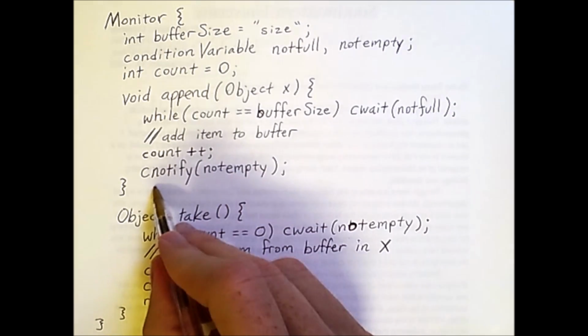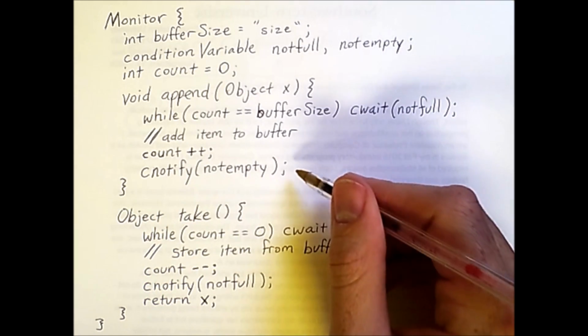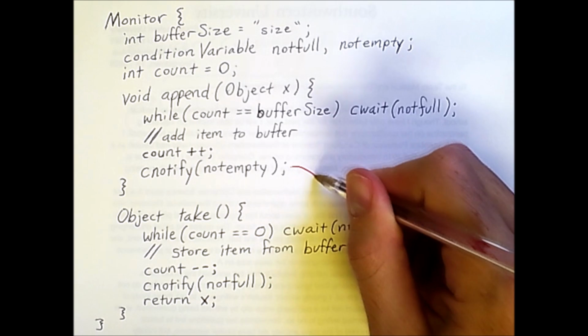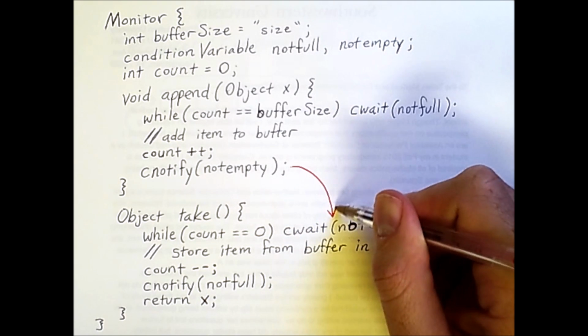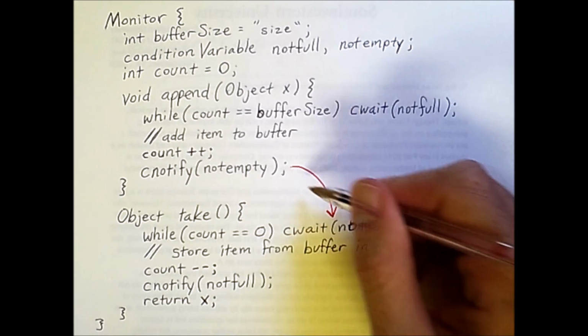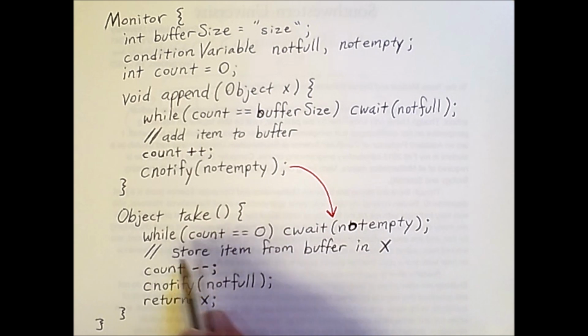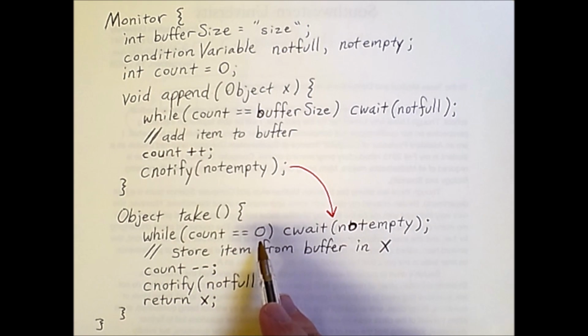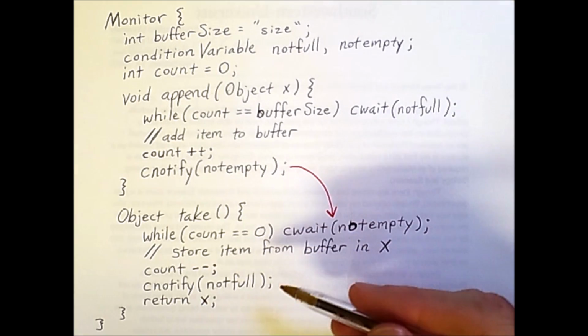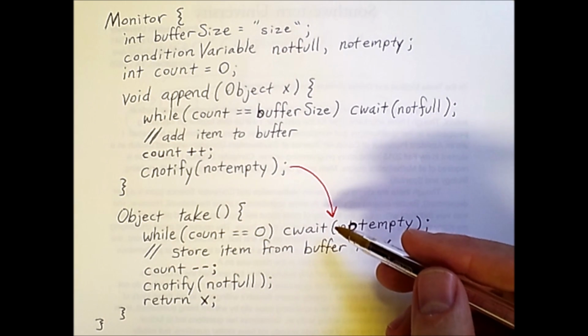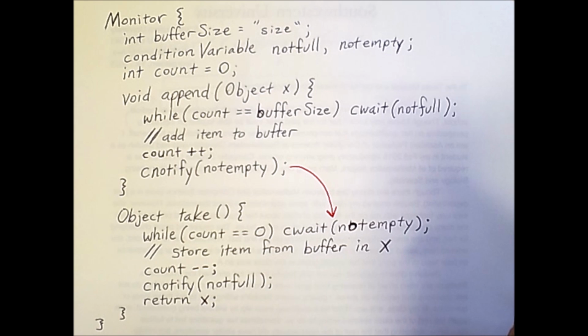But once cNotify has been executed once, this will send a signal that can be caught here, at which point any blocked thread or process would become unblocked. And the reason for this while loop is that you may have multiple different producer and consumer threads that all want to grab access to the buffer as soon as it becomes available.